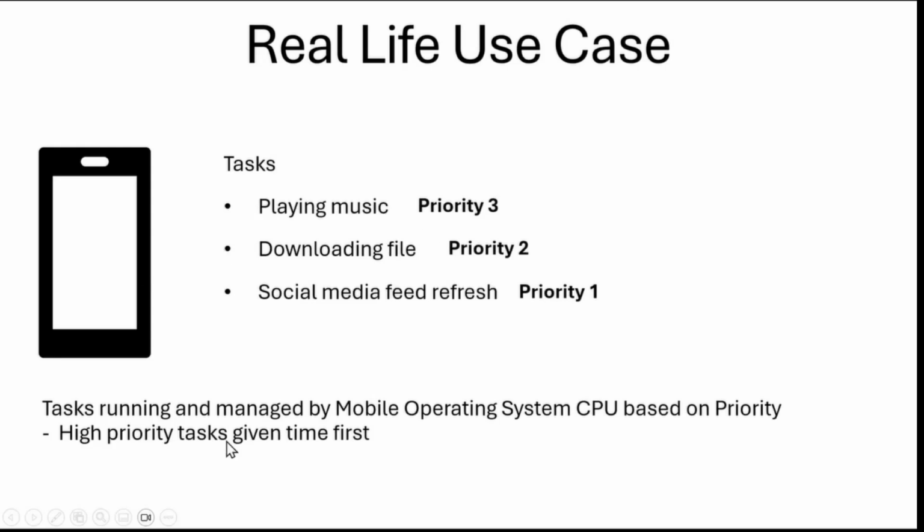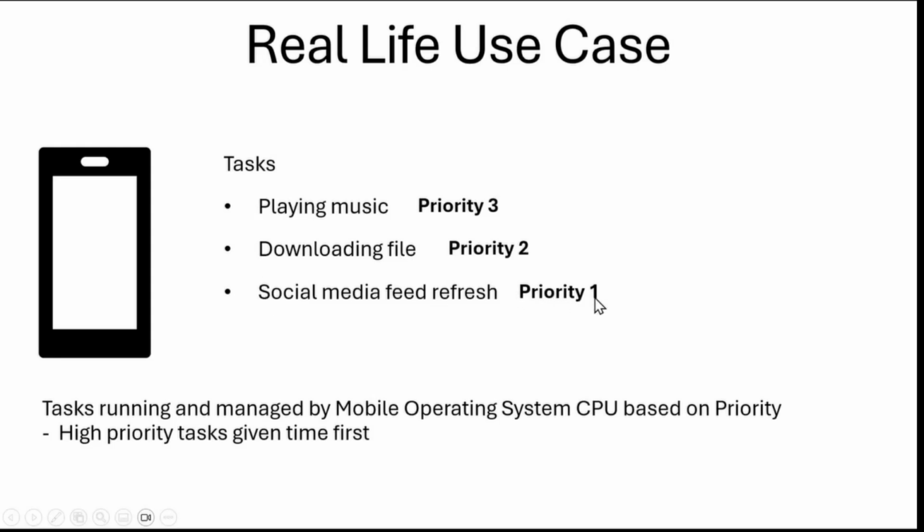High priority task is given the time first, right? Because the CPU or operating system cannot perform all the tasks at all times, right? If there are 10 tasks, CPU will have its own capacity. It can run only 3 tasks at a time parallelly. So it has to make sure that each task gets the time. So depending on the priority of the task, CPU adjusts the time and gives the time to the high priority task first. So let's say there are 3 tasks happening, like music, downloading file, and media feed refresh.